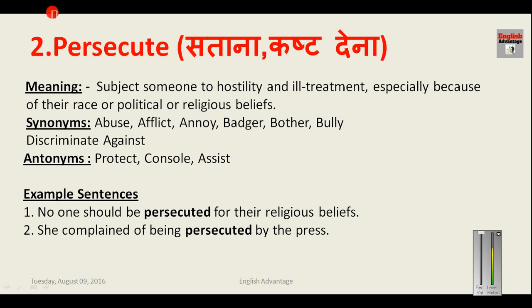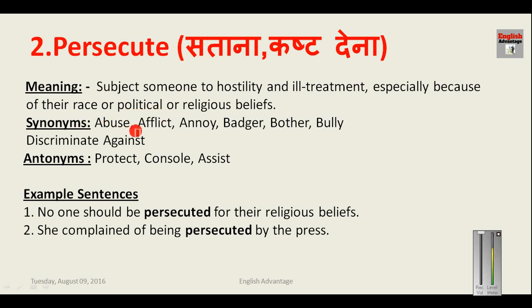Persecute means, I have given the Hindi meaning also here, but that is meant for Hindi medium students. The English meaning of this word persecute is to subject someone to hostility and ill treatment, especially because of their race or political or religious belief. It's a kind of discrimination on the basis of race or political or religious belief. Something that happened in South Africa. Okay, the discrimination on the basis of black and white, on the basis of race.